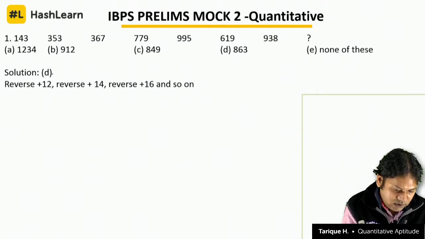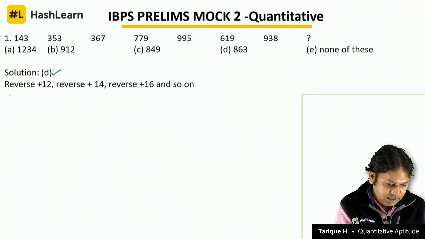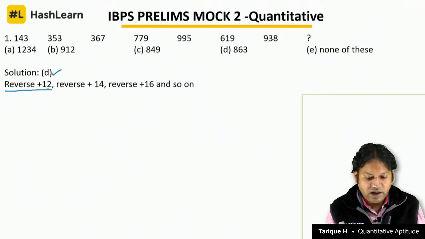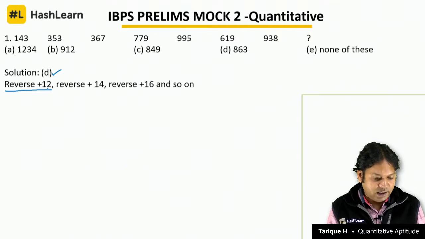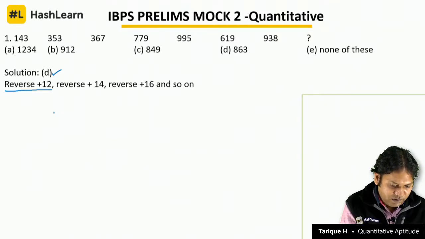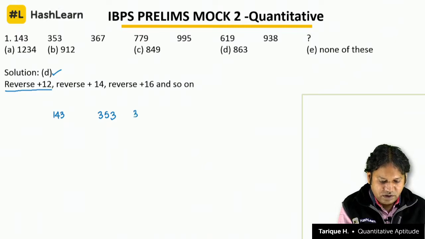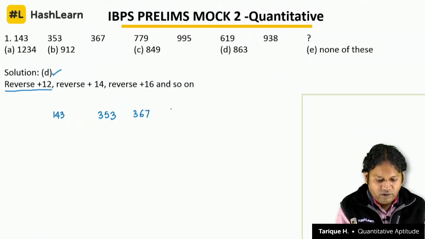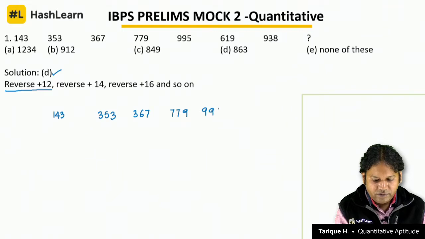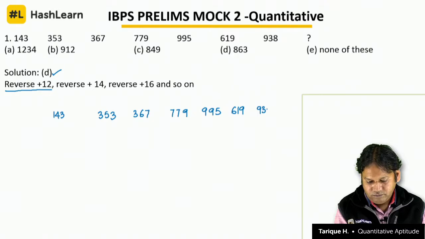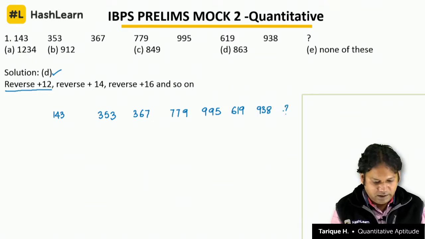What is the solution? The answer is D. What is happening here is reverse plus 12. So what do we mean by reverse plus 12? Let us try to understand that. If you look at the first number 143, the second number is 353, the third number given to you is 367 followed by 779. Again it is 995, 619, then it becomes 938. We have to find out what will be the next number.